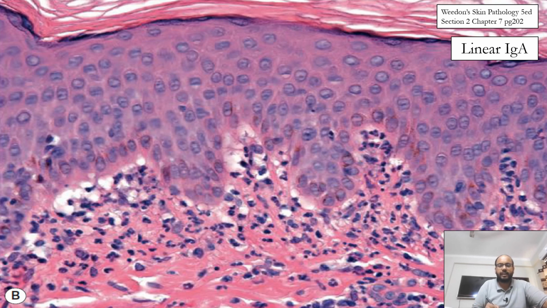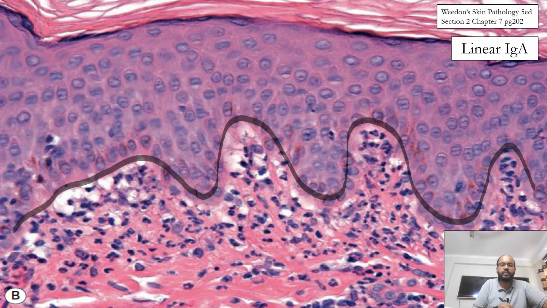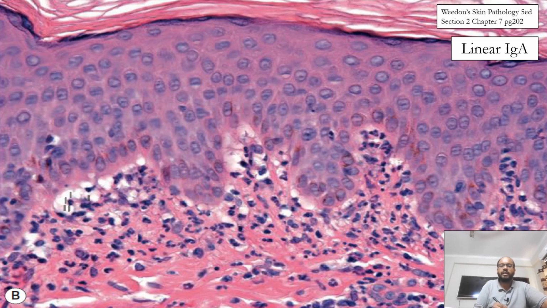And this is a magnified image, and you can easily appreciate that there's a contiguous inflammation, and this inflammation is majorly consisting of neutrophils. And you can see individual splits in between. This is a biopsy from linear IgA disease. We clear about it? Let's move forward.